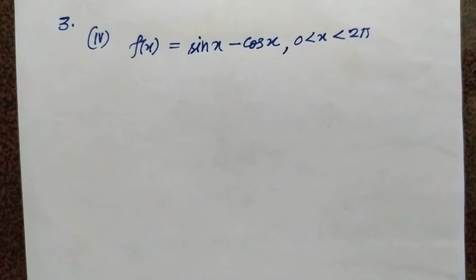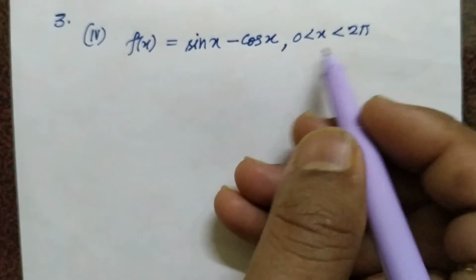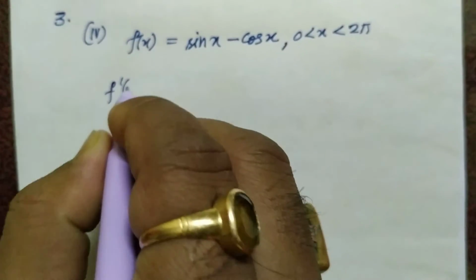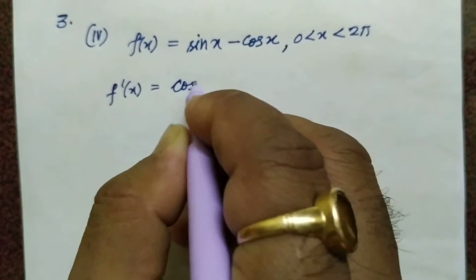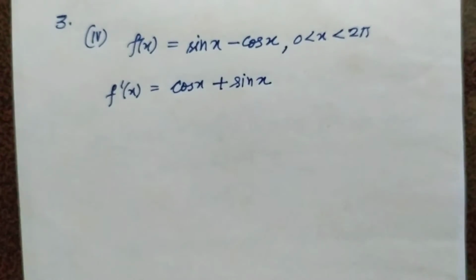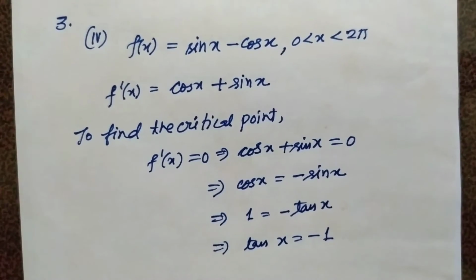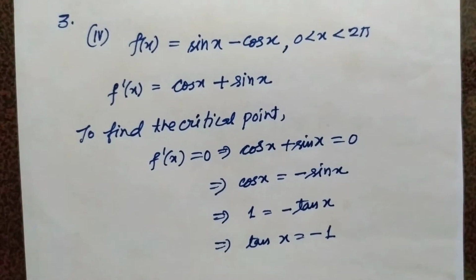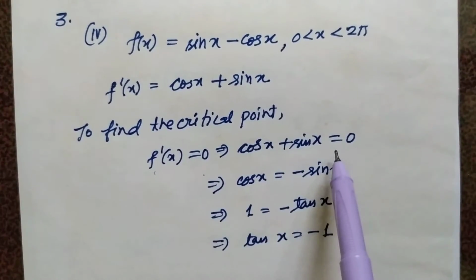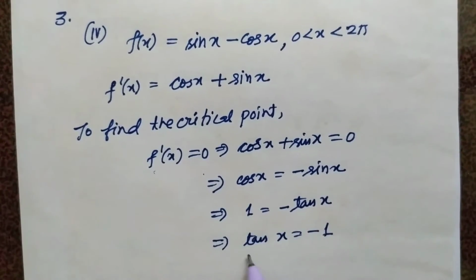In the next question we have f(x) equal to sin x minus cos x and the range for x is 0 to 2 pi. So f dash x would be equal to cos x plus sin x. This is our f dash x. To find the critical point, we make f dash x equal to 0. So therefore cos x plus sin x equal to 0. So cos x will be equal to minus sin x, or we can say tan x equal to minus 1.